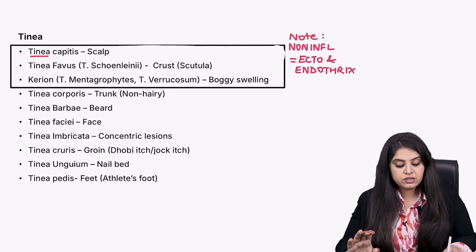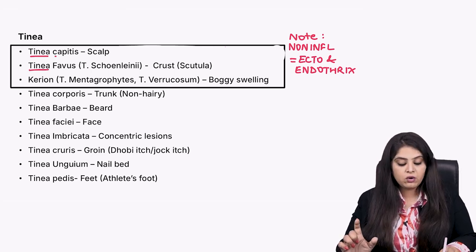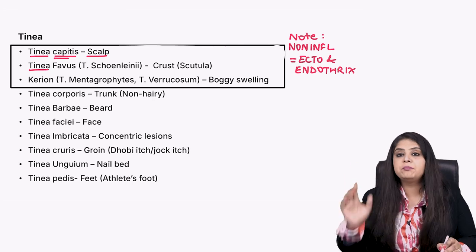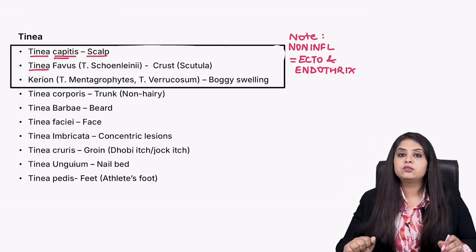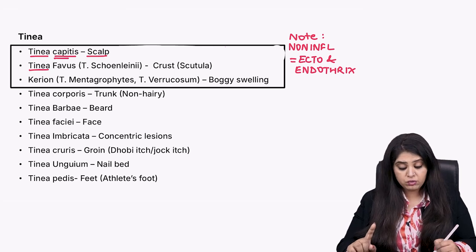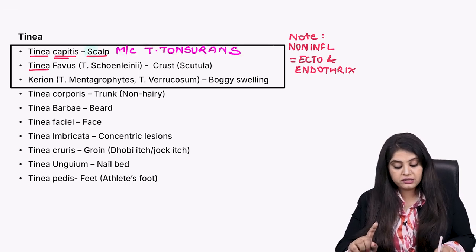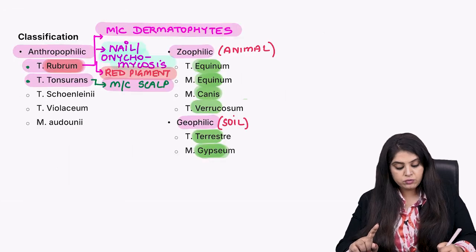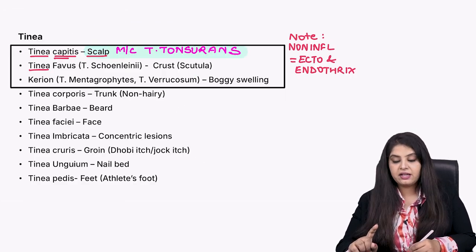When this dermatophyte infection occurs in the scalp, I call it tinea capitis. How easy? Cap means scalp. So tinea capitis is going to be present in the scalp, and I just now told you the most common organism causing the scalp infection is going to be Trichophyton tonsurans, and hence I have written that once again.